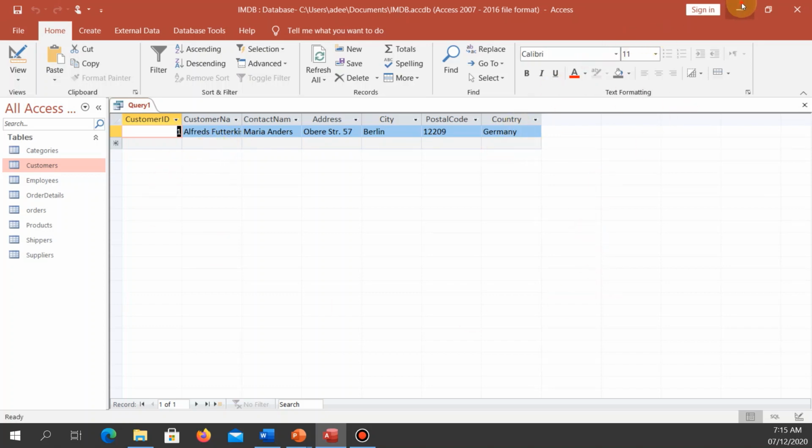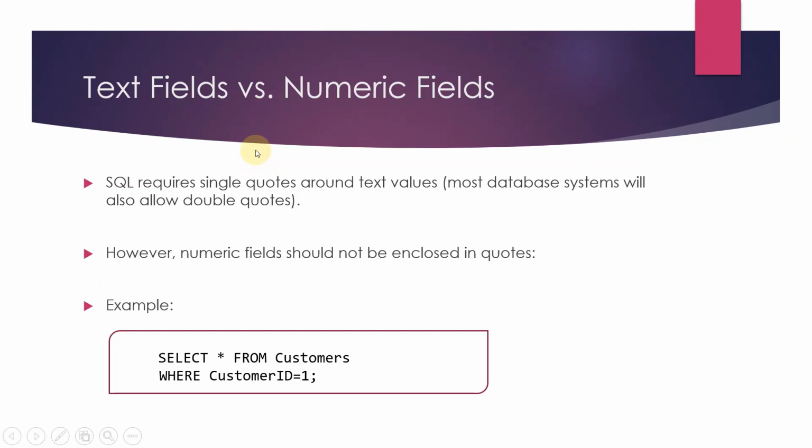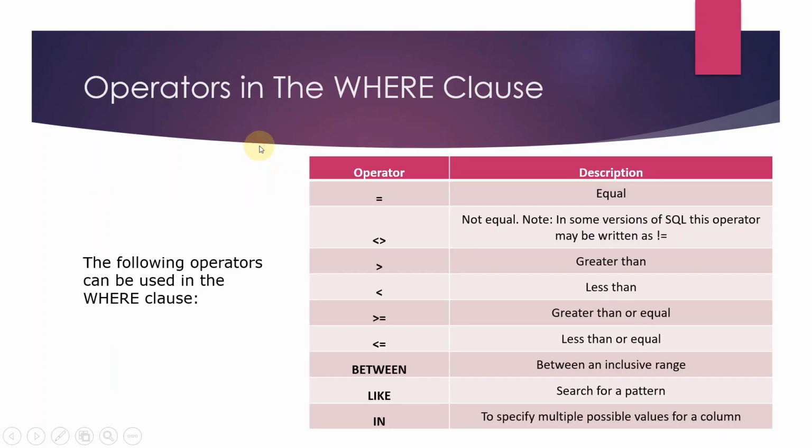Okay. Operators in the where clause. The following operators can be used in the where clause. You have equal, not equal, greater than, less than, greater than or equal to, less than or equal, between, so that means between an inclusive range, all right? Like is search for a pattern, and then in to specify multiple possible values for a column.